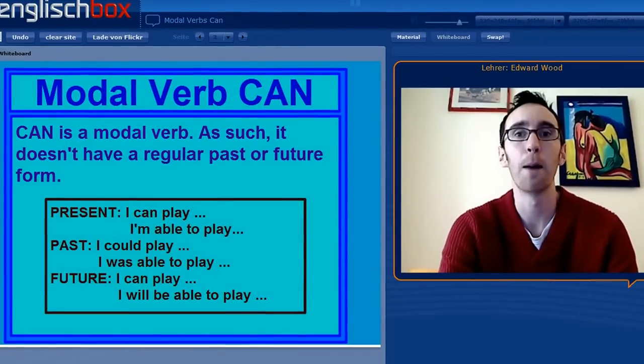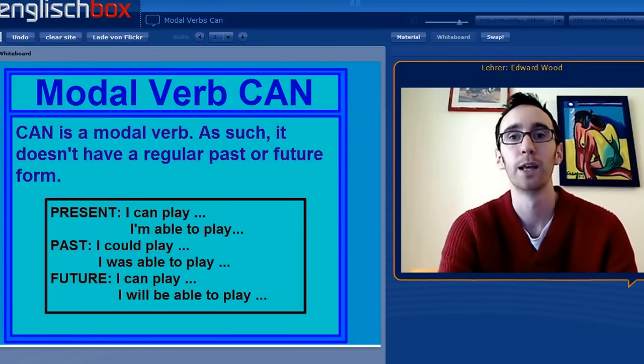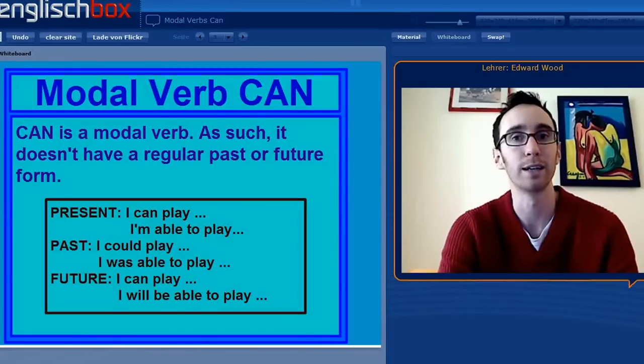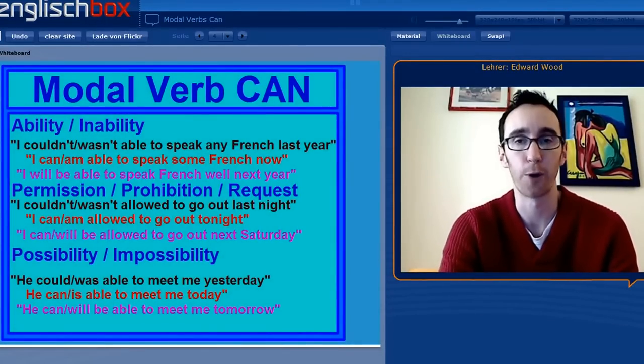Now can is a modal verb, and this means that it has no regular past or future form. For example, in the past we use could, or the past form of to be able to, and in the future we can use can, or the future form of to be able to. The form that we use depends on what we want to express.